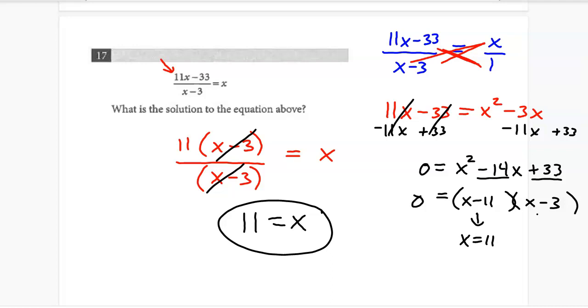This is 0 when x is 11. This is 0 when x is 3. So it says, what is the solution to the equation above? The problem is 3 does not work because when you put 3 in here, you divide by 0. And that's not allowed. You're not allowed to divide by 0. So that's why the correct answer is 11. Much easier if you do it this way.